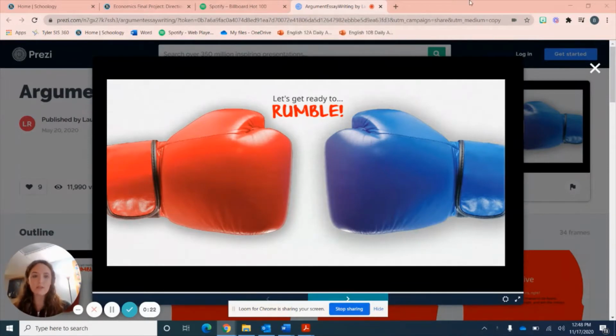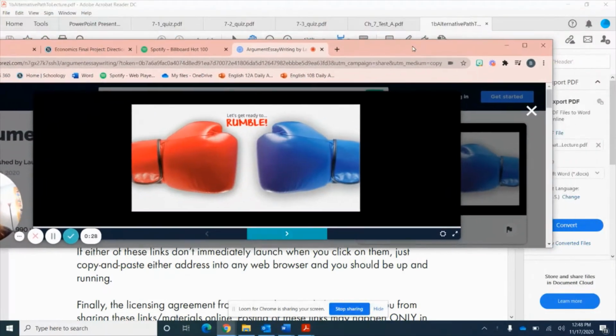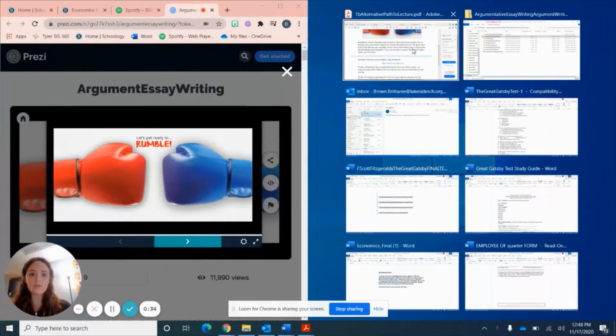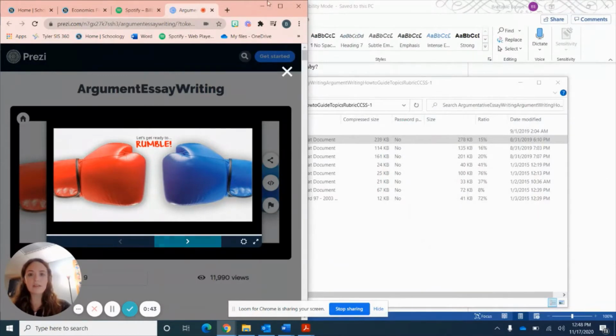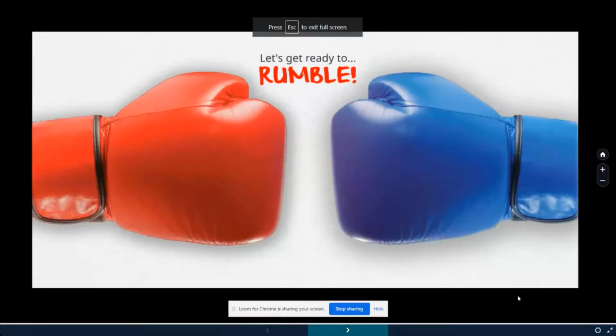And to split your screen, all you have to do is make the window smaller, and then you drag it over, and then it does the outline window, and then you choose the other window, and then it's half and half there. All right, so get that opened up, and then we are going to talk about writing your argumentative essay.